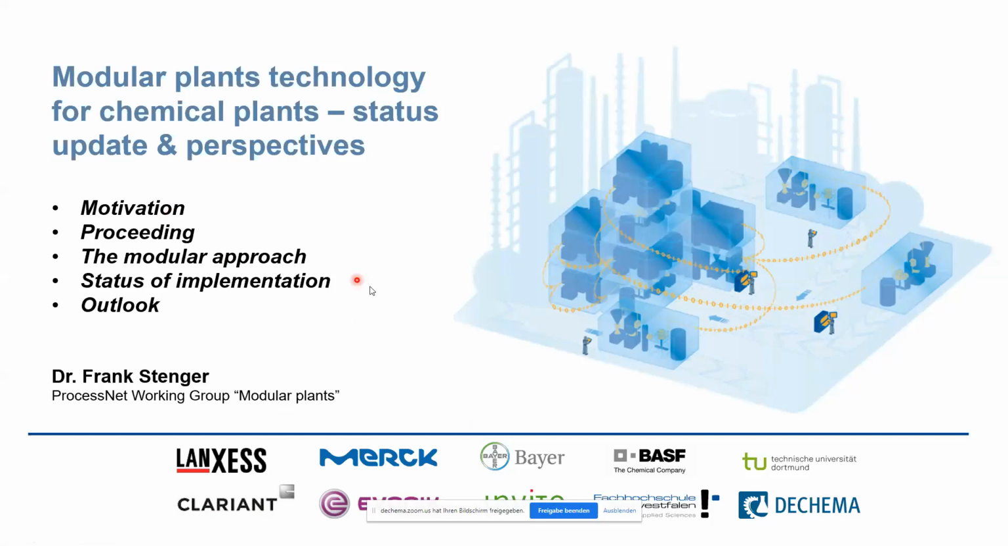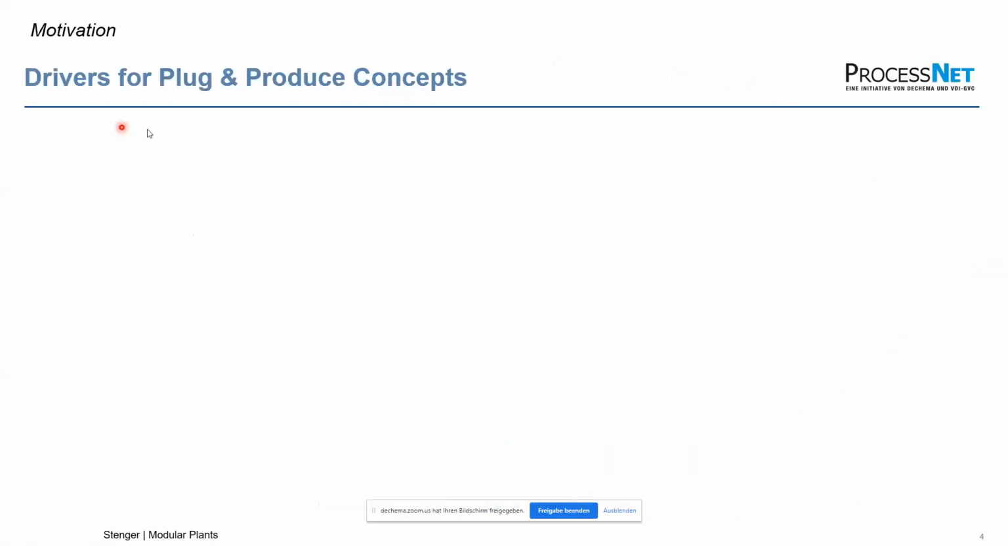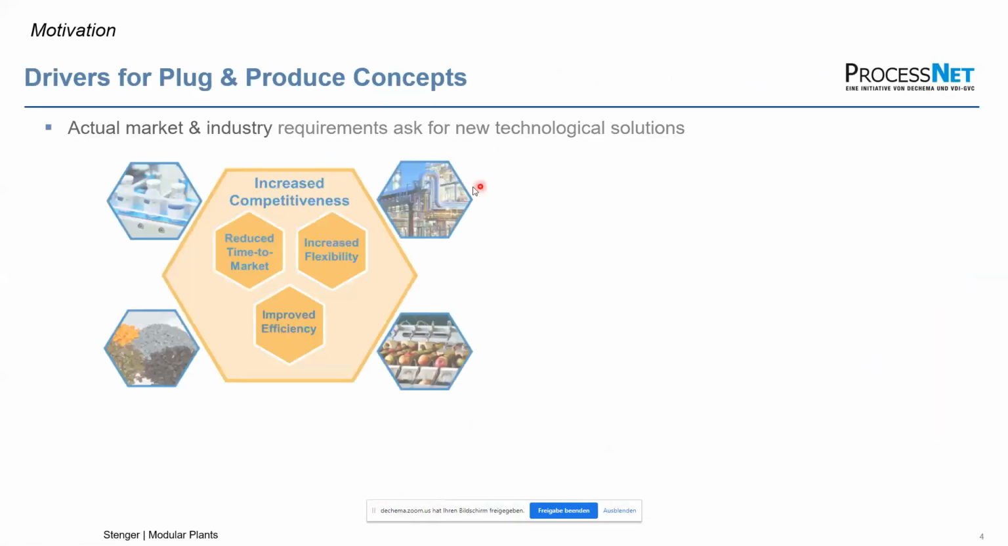Starting with the motivation, and I think we heard a lot of things this morning already that might underline the motivation that we have. So what we see there are drivers for plug and produce concepts. And why is that? Because industry and markets are continuously changing and ask for new requirements that only can be solved by new technological solutions. And this is real not just for the chemical industry, it's also for the food industry, oil and gas, and especially pharma and fine and especially chemical industry.